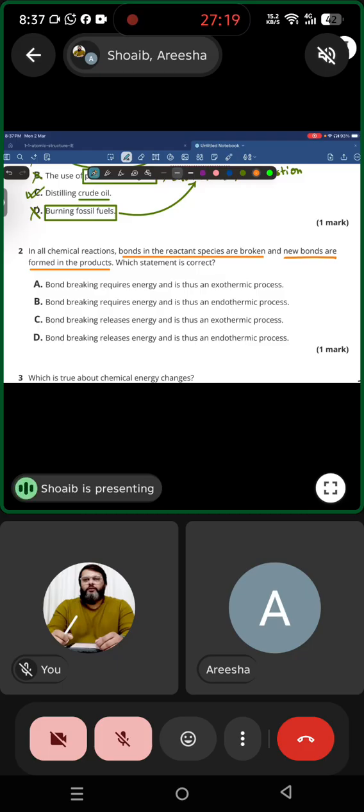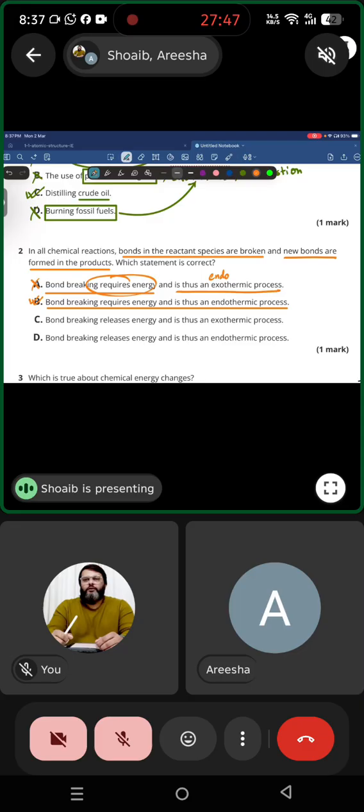Option A: bond breaking requires energy and is exothermic. If energy is required, the type of reaction is not exo, it's endo. This one is wrong. Bond breaking requires energy and is endothermic. So I have already corrected it above. So B is the correct answer.